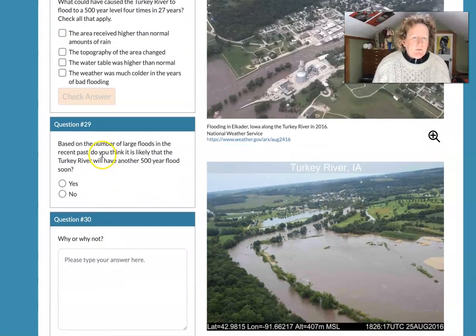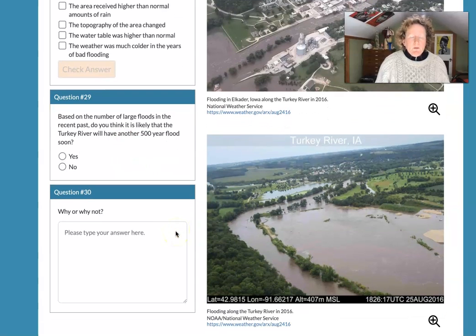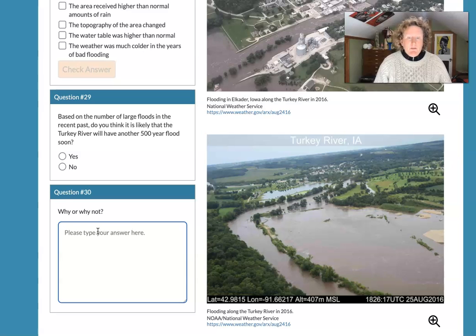Based on the number of large floods in the recent past, do you think it's likely that the Turkey River will have another 500-year flood soon? Well, knowing now what you know about precipitation, that the Midwest is getting more precipitation, and the Turkey River in Iowa is in the Midwest, and that precipitation is causing more floods, that's a pretty good indication that the Turkey River might continue to fill up with rain because there is more rain.